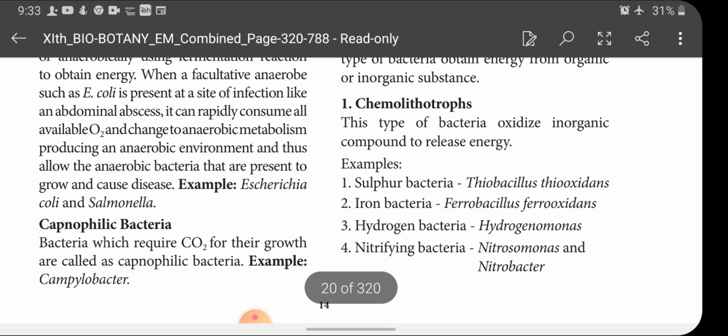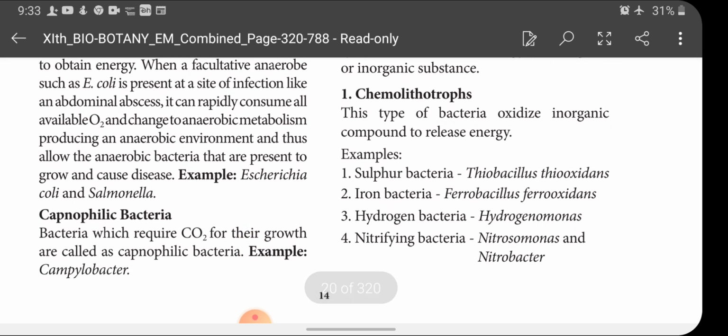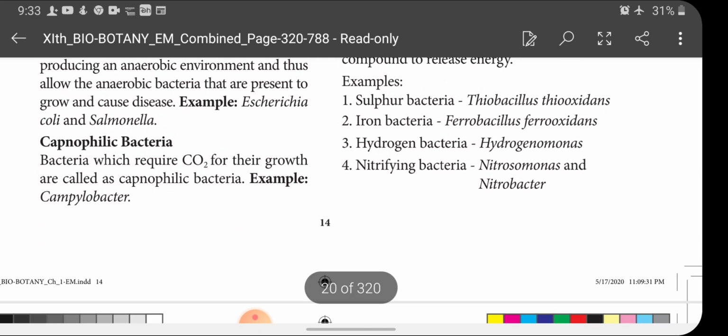Next, chemolithotrophs. In this there are many types. This type of bacteria oxidize inorganic compounds to release energy. Examples: sulfur bacteria, Thiobacillus thiooxidans; iron bacteria, Ferrobacillus ferrooxidans; hydrogen bacteria, Hydrogenomonas; nitrifying bacteria, Nitrosomonas and Nitrobacter.